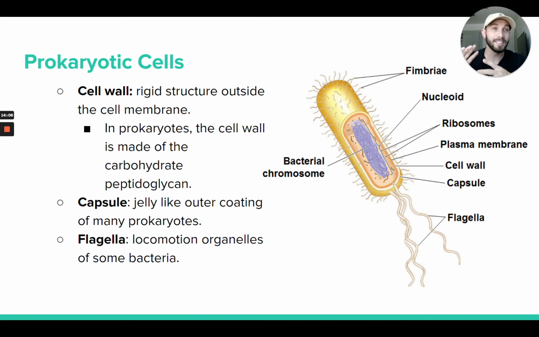There's also fungus, or fungi. Fungi are eukaryotes as well, like us. And they also have a cell wall, but their cell wall is made of chitin, which we've talked about before in Unit 1. So it's just different carbohydrates used to build a cell wall. So prokaryotes have a cell wall, and it's made of peptidoglycan.